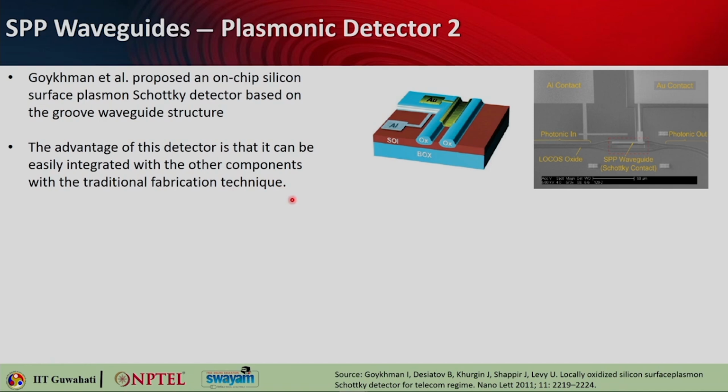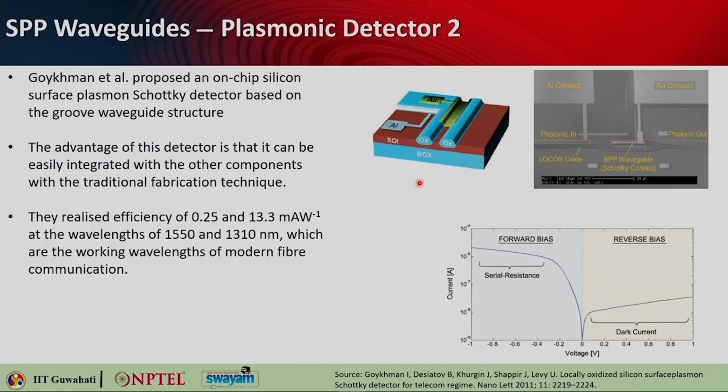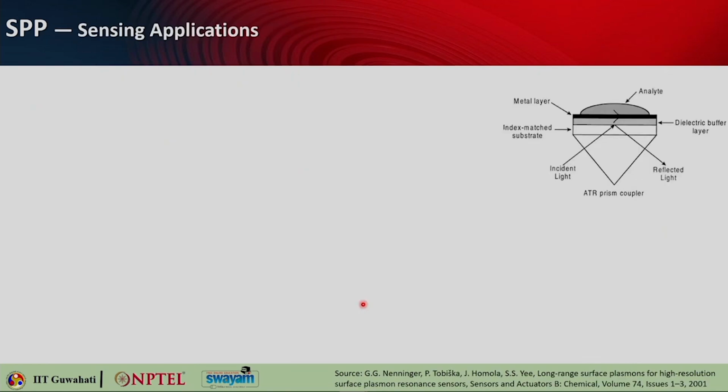Now, the advantage of the detector is that it can be easily integrated with other components with traditional fabrication techniques, because they are using all the conventional materials, and they actually achieved an efficiency of 0.25 and 13.3 microampere per watt at the wavelengths of 1550 and 1310. These are the telecom wavelengths, okay, and they were able to get these particular efficiencies. Okay. So, this is how you can also detect surface plasmons.